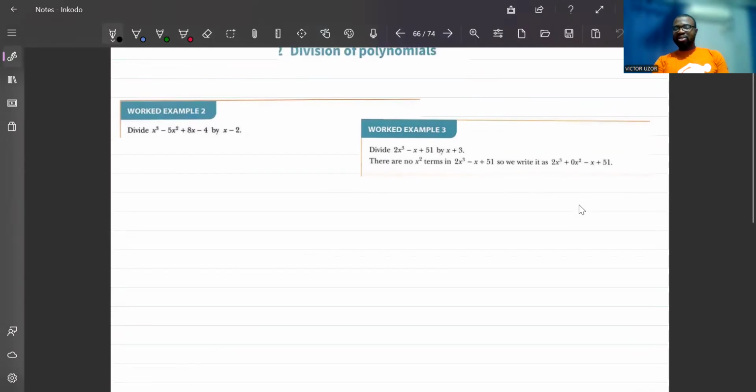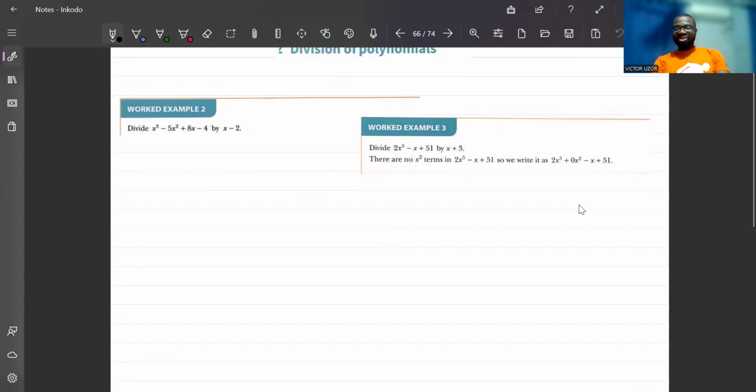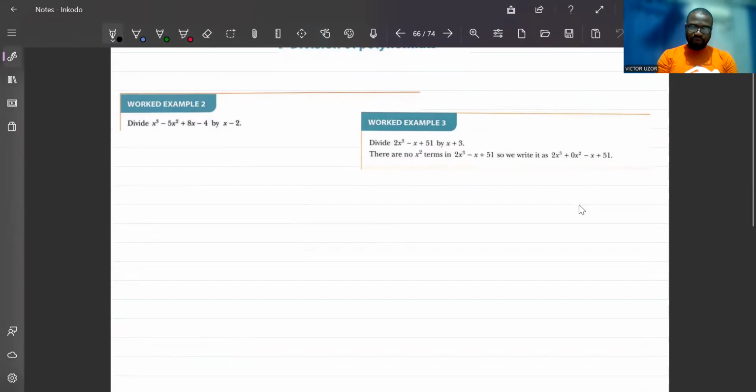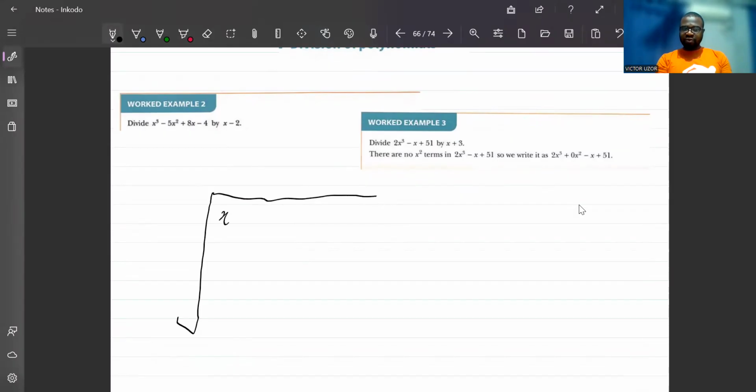Long division is no different from the long division in your primary school days. So how do you do it? You should write all those things that you used to do. You have to divide x raised to power 3 minus 5x raised to power 2 plus 8x minus 4 by x minus 2.